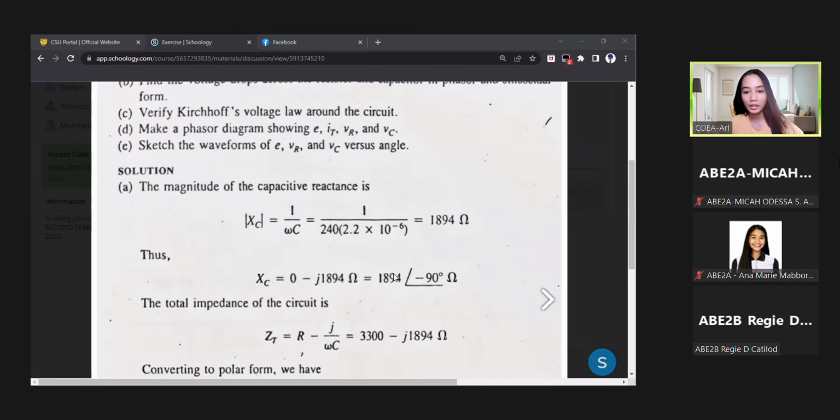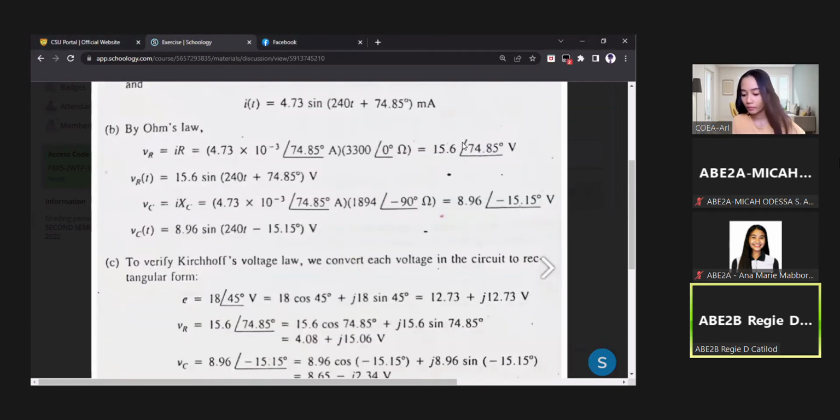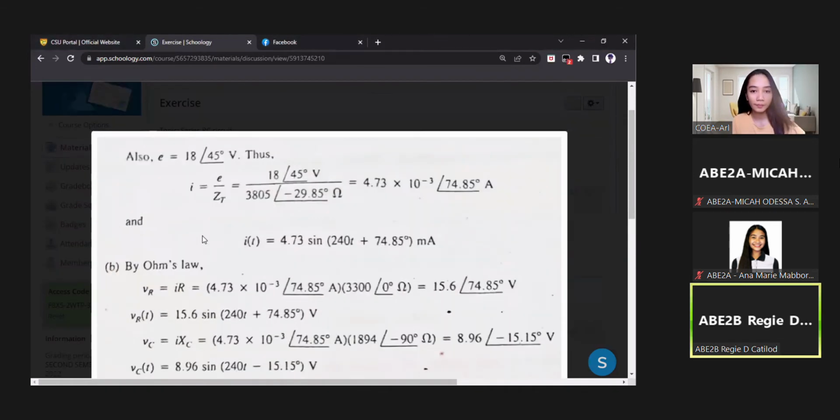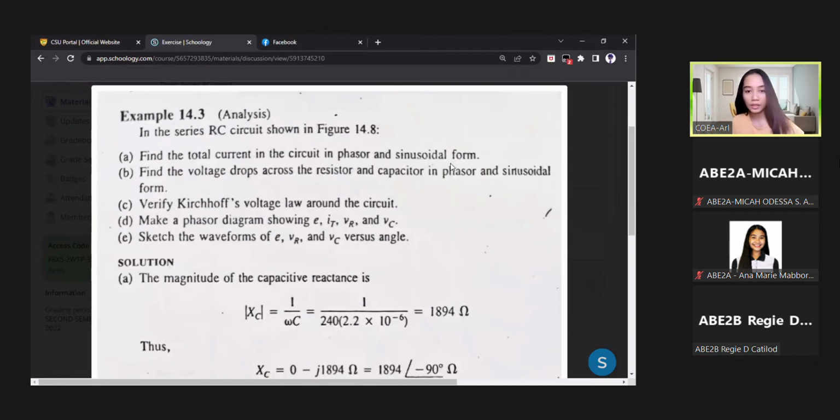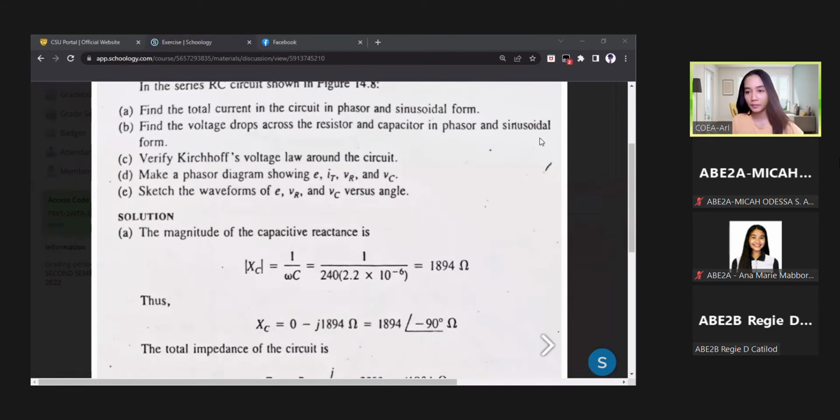Let's input in our calculator and find the capacitive reactance. The chat box is available for those who don't want to unmute their mic. Our chat box is active, so rather than us talking over each other, you can just chat your answer. Hopefully you are all following along while we solve the given example.